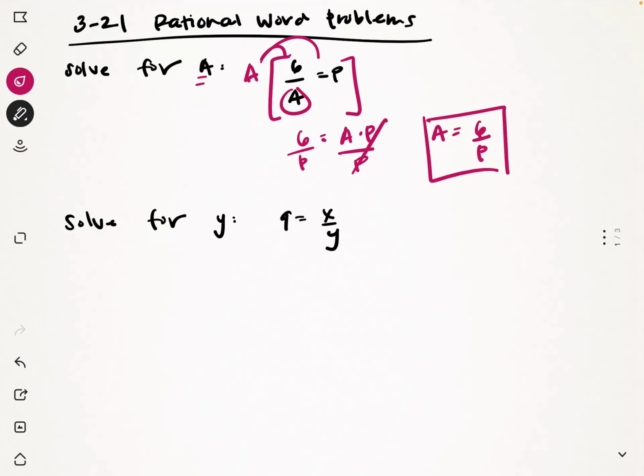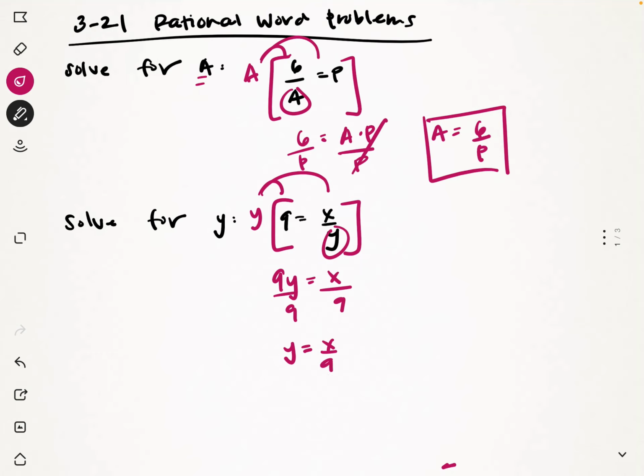Alright, so same concept on the next one. This one we're solving for y. We're going to multiply by y through our equation. So we have 9y equals, well, the y's would cancel on the right side, so we'd have x. And then we just got to divide by our 9. So y equals x over 9 would be our solution there. So super straightforward, super easy. Now let's get into the word problem stuff.